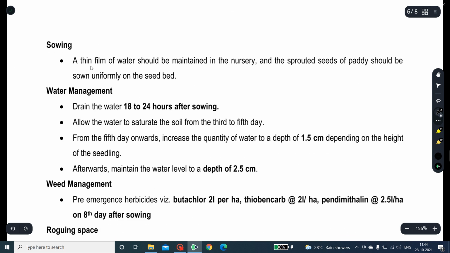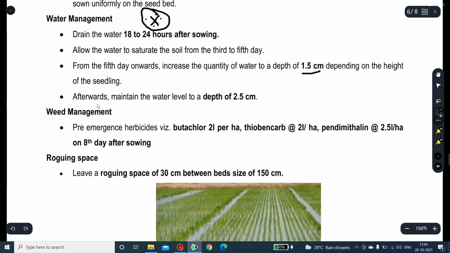At sowing, a thin film of water should be maintained in the nursery, and the sprouted seeds of paddy should be sown uniformly on the seed bed. Water management is an important technique, since rice grows under submerged condition. Drain the water 18 to 24 hours after sowing. Allow the water to saturate the soil from the 3rd day to the 5th day. From the 5th day onwards, maintain a level of 1.5 cm depending upon the height of the seedling, and afterwards maintain the depth of water at 2.5 cm.